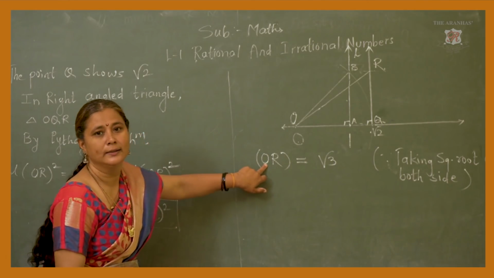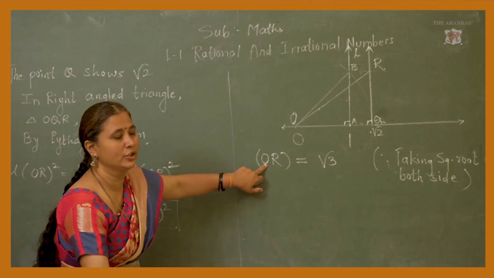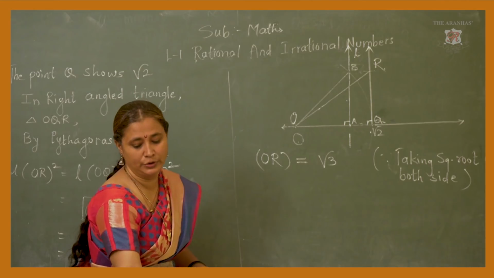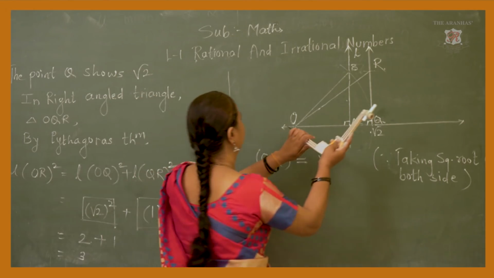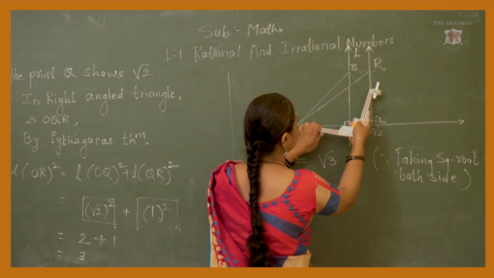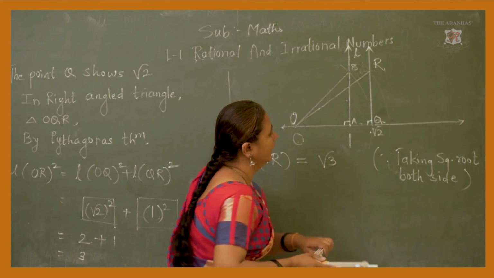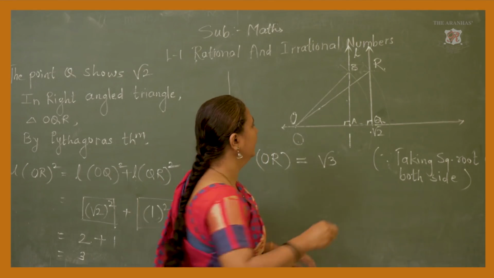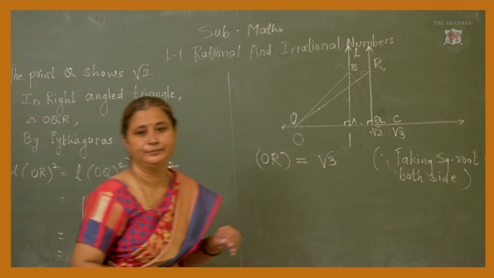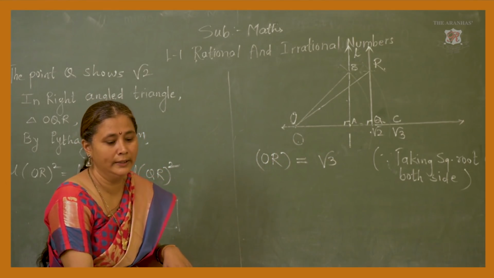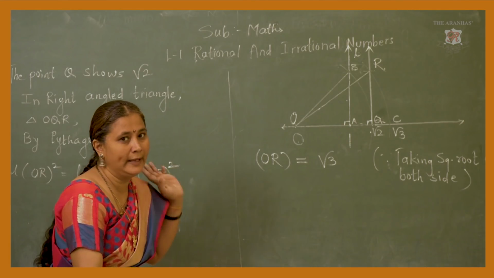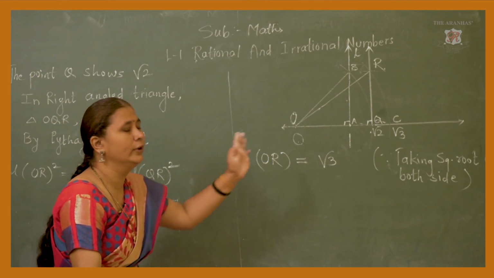So, we got the answer OR is equal to root 2. Now, take the distance of root 2 in the compass, keep the metallic point on O and take an arc on the number line. So, you will get root 3 on the number line and name it as C. Understood? Okay. Now, root 2 is drawn on the number line in the activity.